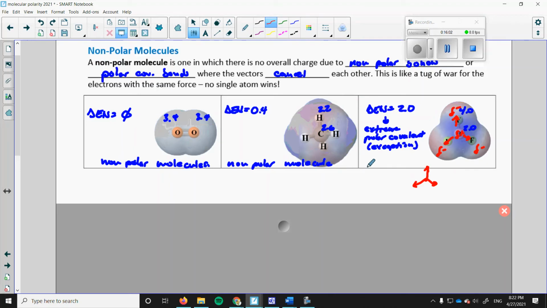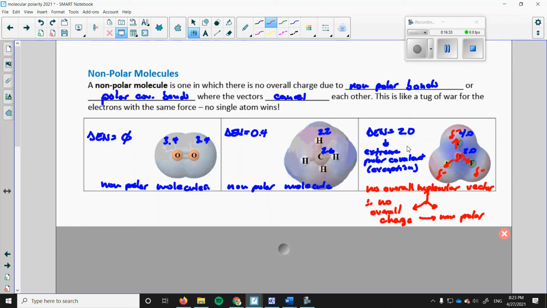So this means there's no overall molecular vector. Therefore, no overall charge for the molecule, and it is nonpolar. So that's why this molecule is nonpolar, and that's what I said. Sometimes these vectors, these pulls, cancel out, and you end up with a nonpolar molecule.